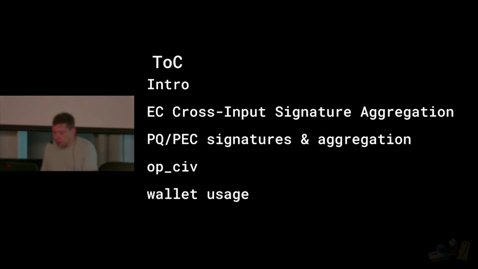Okay, so the layout: intro, I'm going to talk about elliptic curve cross-input signature aggregation. I'm going to talk about post-quantum, or I guess better, post-elliptic curve signatures and aggregation there. Then a new potential opcode and wallet usage, then questions.